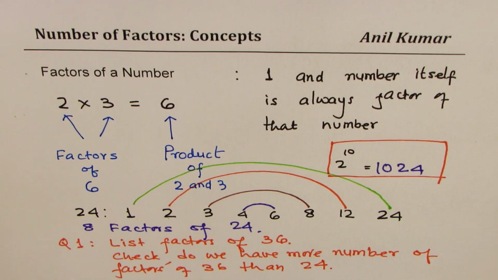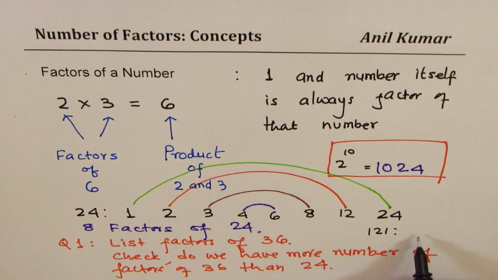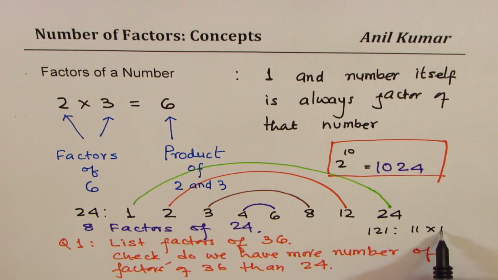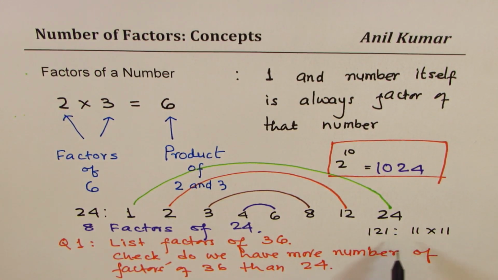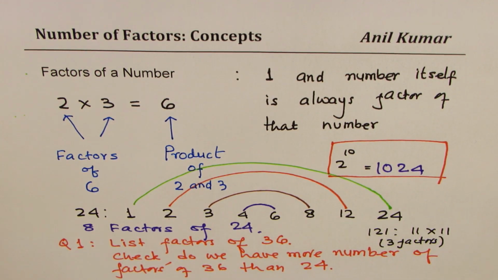So it is not necessary that if a number is bigger, then we'll have more number of factors, right? To give you an example, if I say 121, for example, we know 121 is just 11 times 11, correct? So it has only 3 factors, 1, 121, and 11, right? So this number has only 3 factors. So it is not necessary that the bigger number will have more number of factors, right? So I hope this concept is well taken.